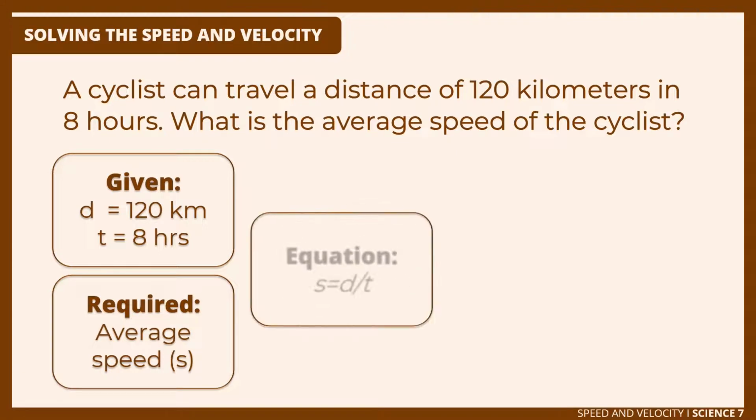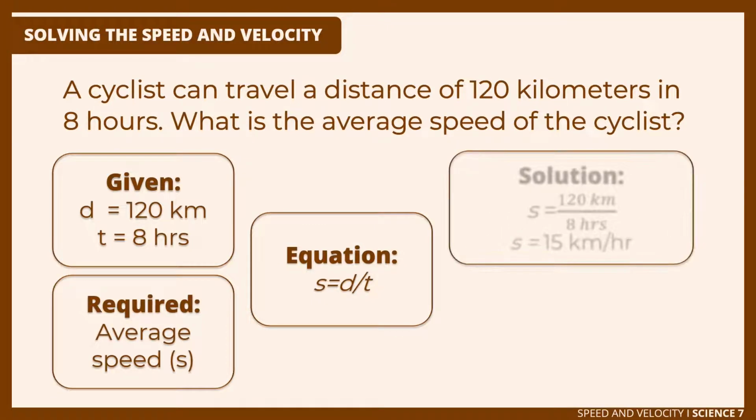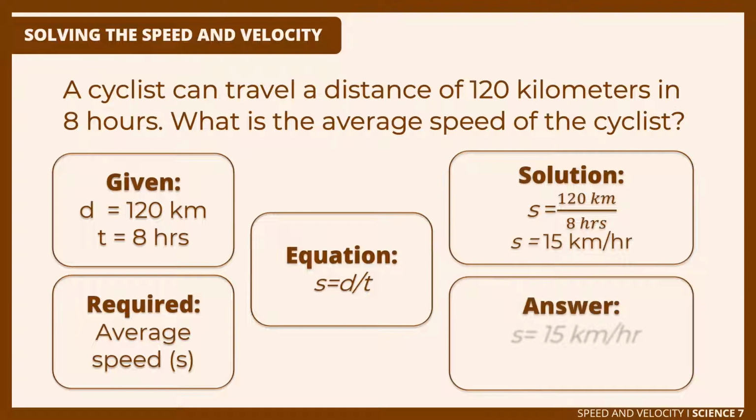Equation. Write the working formula, which is speed is equal to distance over time. Solution. Substitute the variables in the formula with the given values in the problem. Simply divide 120 km by 8 hours and you will get an answer of 15, and copy the unit. So, the speed of the cyclist is 15 km per hour. If we are looking for the velocity of the cyclist, since direction is not indicated in the problem, you can just put an arrow above the symbol of velocity to make it identifiable.